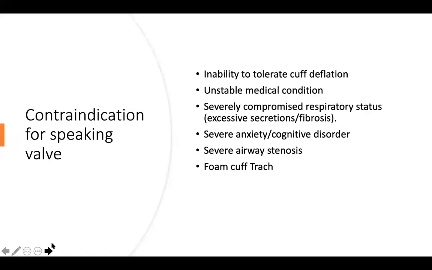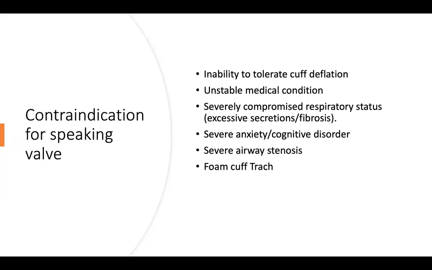Okay. So what are the contraindications? Inability to tolerate cuff deflation. If the cuff is inflated, never, ever, never put a speaking valve on. Only if the patient can tolerate cuff deflation, or if a patient is on a cuffless trach. Some trachs come without a cuff, but if a patient is on a ventilator, then he has to be on a cuffed trach until they can make sure that he no longer needs a ventilator machine, and then they can shift him to a cuffless trach.